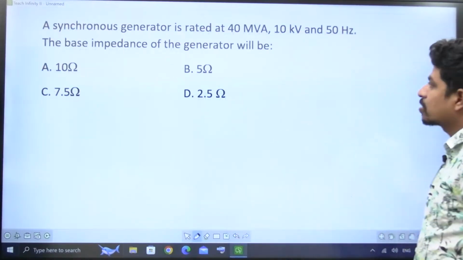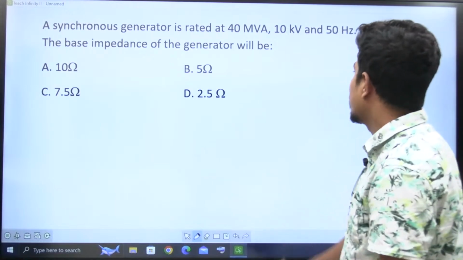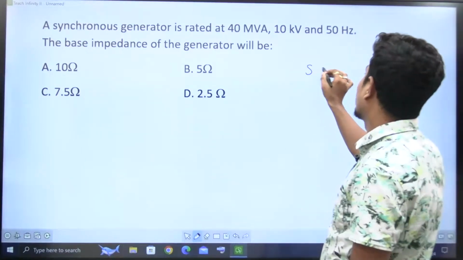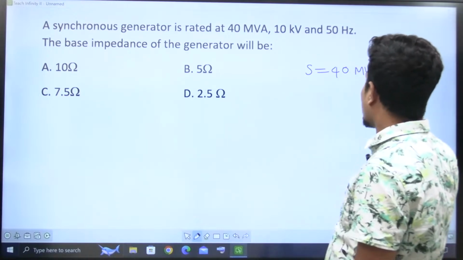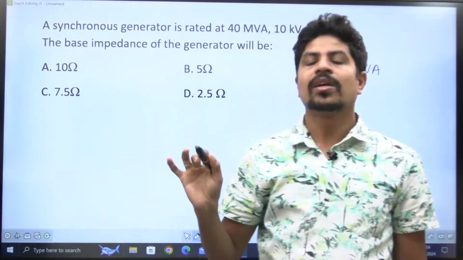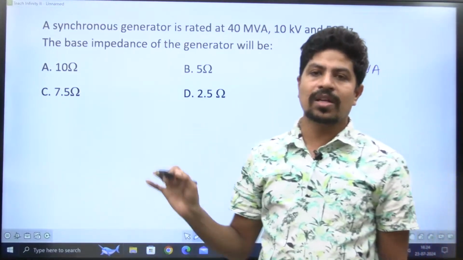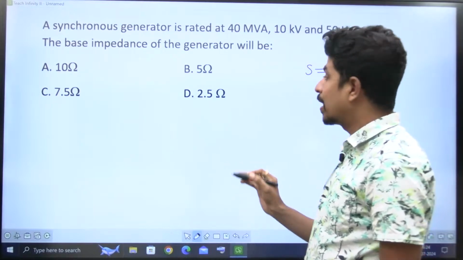Next question, please. A synchronous generator is rated at 40 MVA, meaning S is equal to 40 MVA. These are previous HPCL paper question solutions. In 2022, these questions were given in the electrical paper. These are not my own questions. Please keep that in mind.